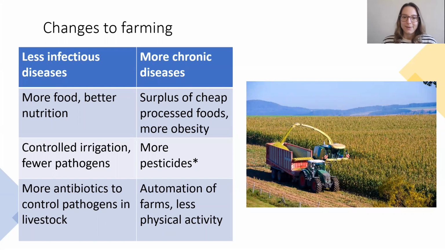Now, another sort of change to farming practices has been the automation of farms, which generally we would all agree has led to less physical activity, right? So farmers don't have to actually go to tend their crops, which may or may not result in less physical activity and higher rates of obesity.